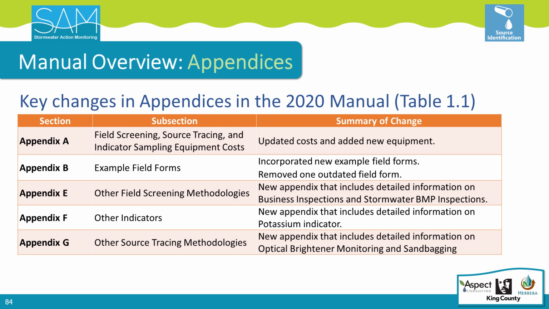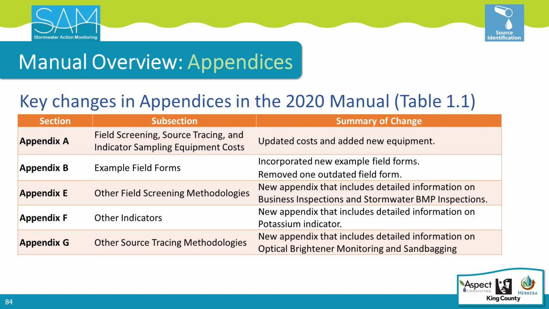Appendix B, example field forms. We added 2 new example field forms, and we removed 1 outdated form, so just some minor changes there. Appendix C, no changes. Appendix D, we added and updated some resources. Appendix E is the other field screening methodologies. And so that's a new appendix that includes the business inspection and stormwater BMP inspections for field screening. So that was content that was formerly in the main text that got shifted to an appendix. Appendix F is our other indicators, and that just includes the potassium indicator that used to be a follow-up indicator, but now is an other indicator.